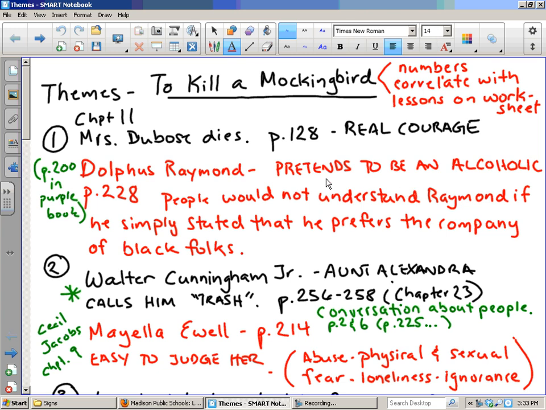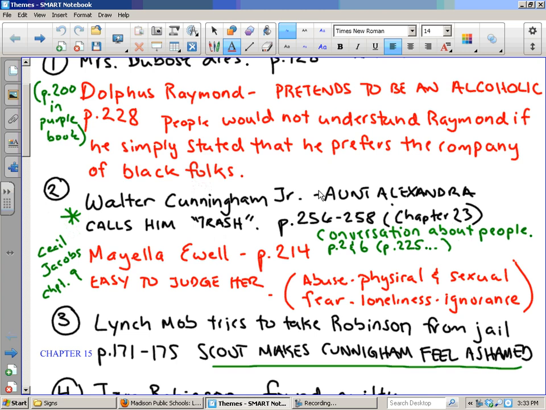Now, theme number 2 here was don't judge people by your own standards, especially when you're more privileged than they are. Walter Cunningham Jr.